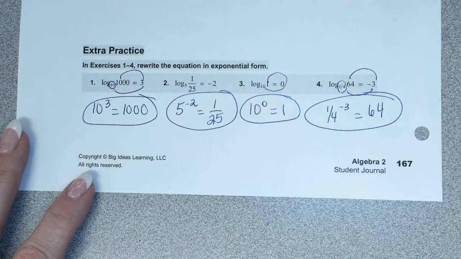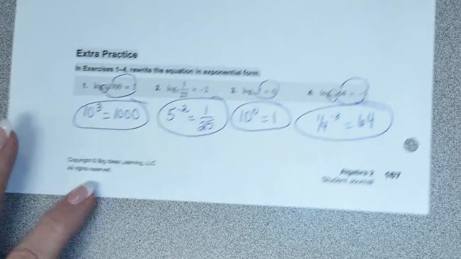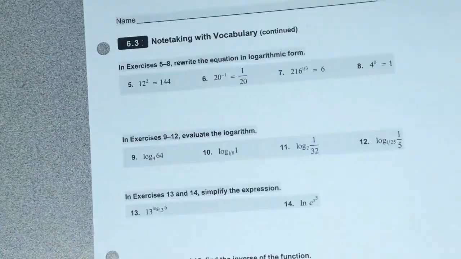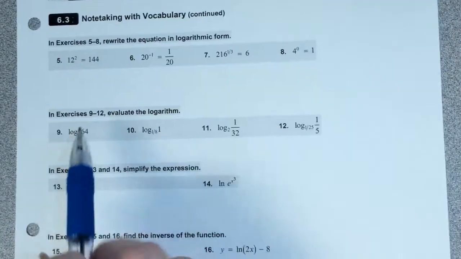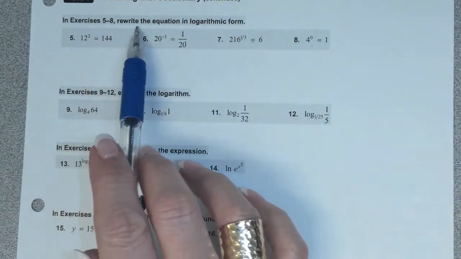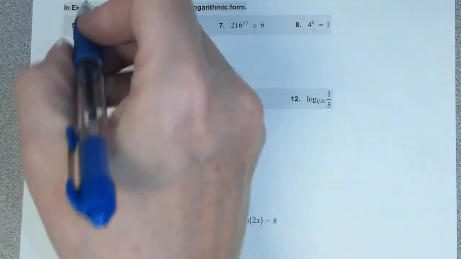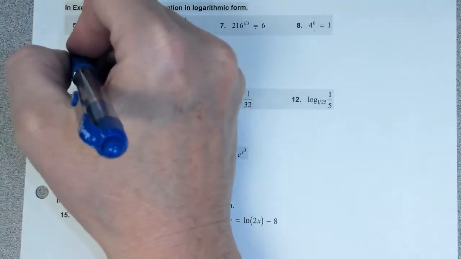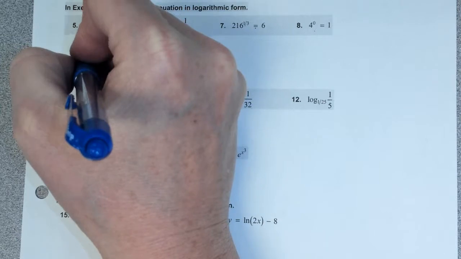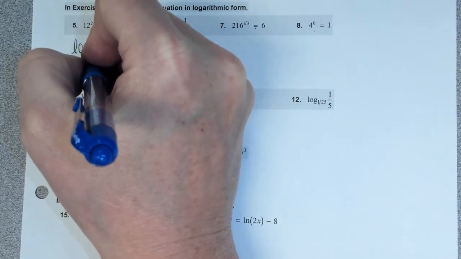Everybody good with that? Any questions? All right. Now let's go in the other direction. So we're going to be given the problems in exponential form, and you want to rewrite them in log form. So I'll do the first one with you. So this is an exponential form, so it's going to be log, find the base. The base of the exponent is 12, so the base of the log is 12.